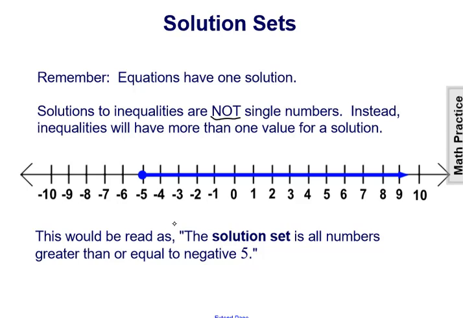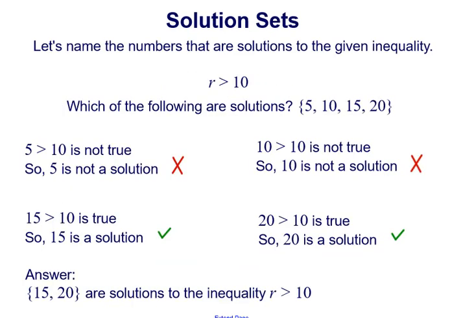So we have a solution set instead of just one number. We're not just going to have one dot on the number line. We're going to have an infinite amount of dots, which looks almost like a shaded region. Now, we can test and name specific solutions to a given inequality. For example, we have r is greater than 10.